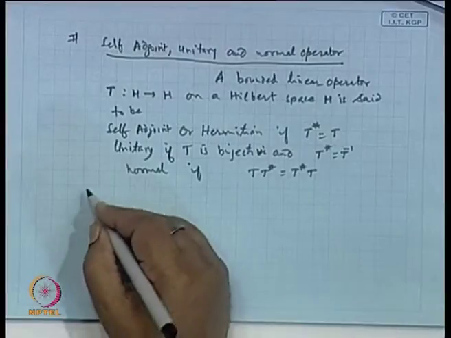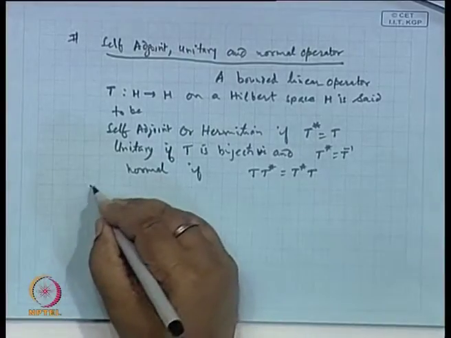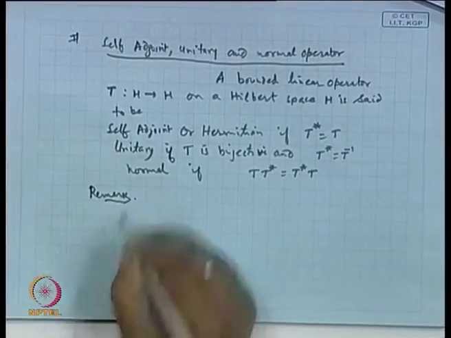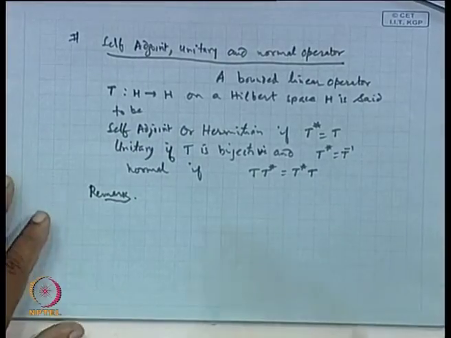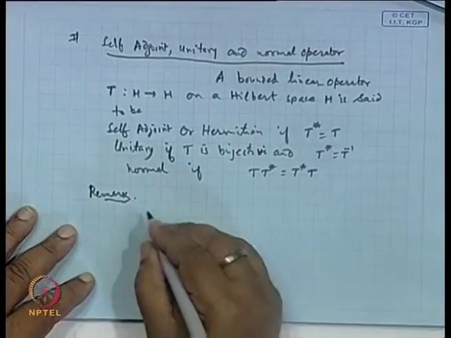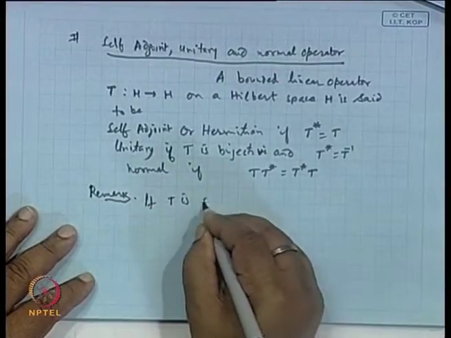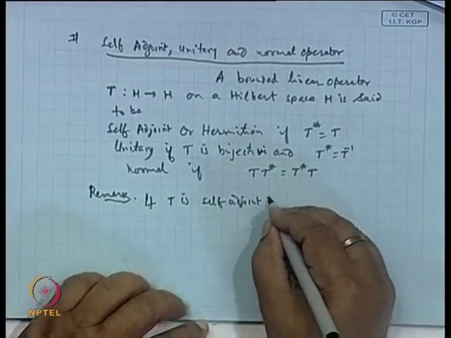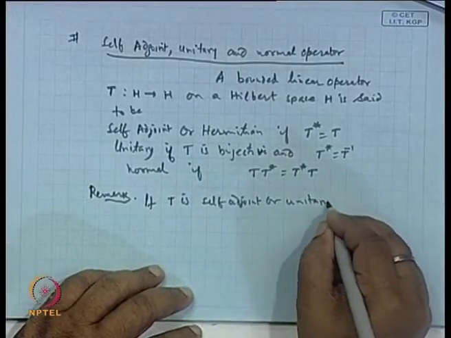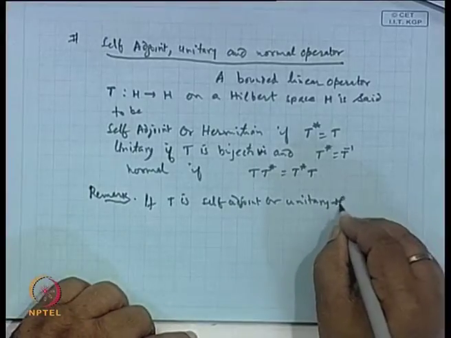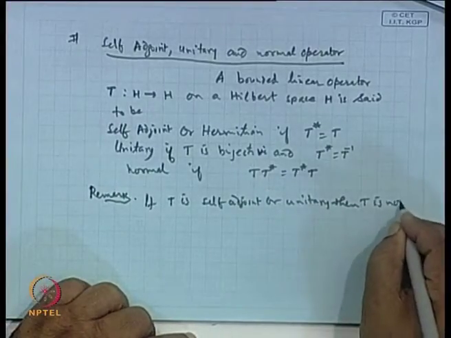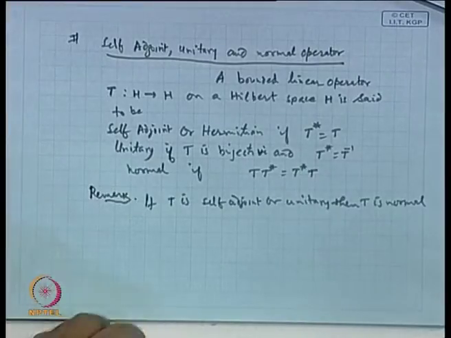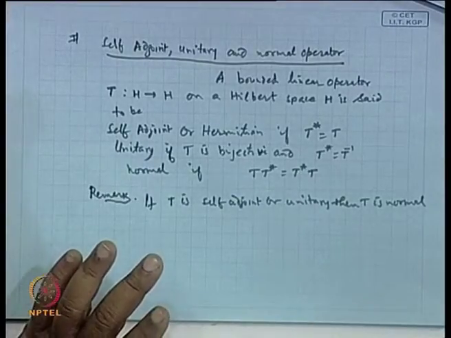Now, this is a remark. If T is self adjoint or unitary, then T is normal. Every self adjoint operator is a normal operator, every unitary operator is a normal operator.